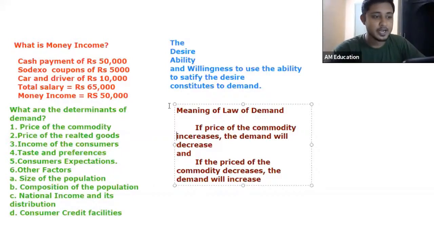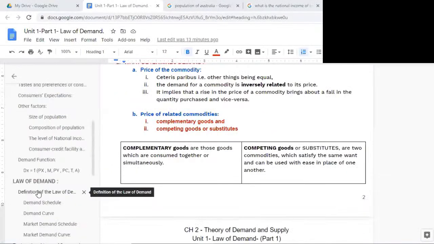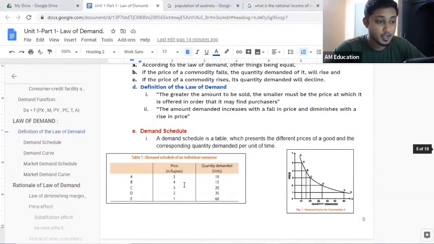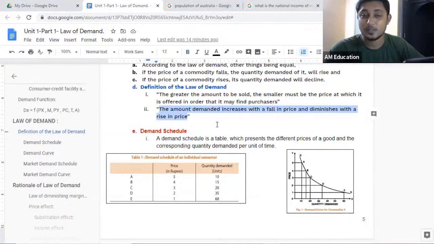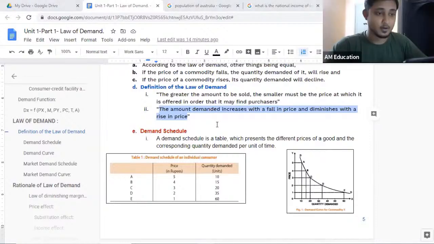So how did the book define it? How did the notes define it? The amount demanded increases with the fall in price, and diminishes with the rise in price. That is the definition of the law of demand. Exactly, right? So this is the meaning of demand.